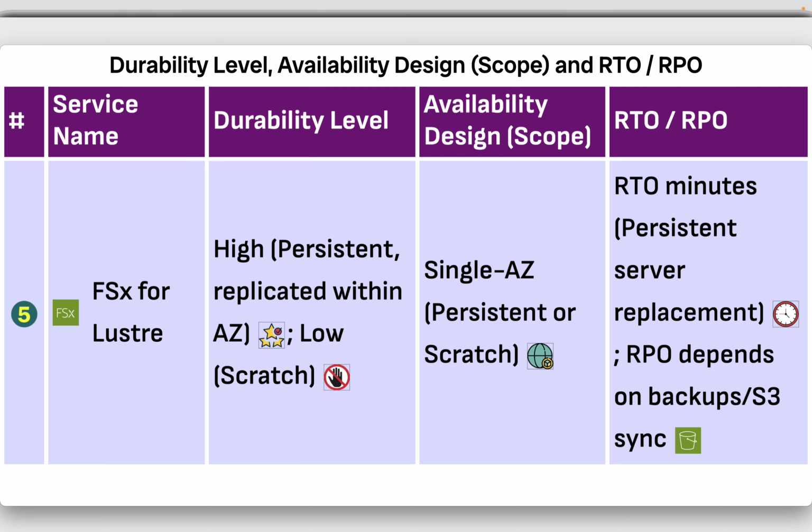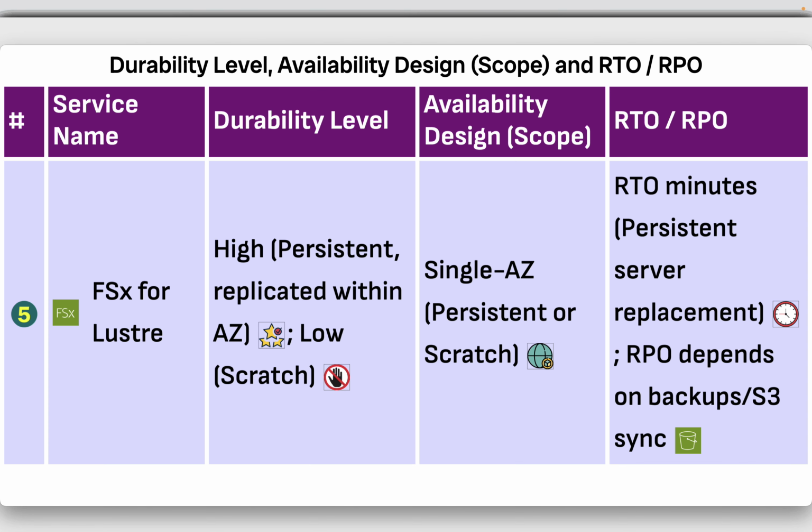This is a single AZ service similar to EBS. It's not a regional service. And RTO, RPO. RTO is in minutes, with persistent replacement. And RPO, how much data you can lose, depends on how frequently you have backups and S3 sync for the persistent mode.